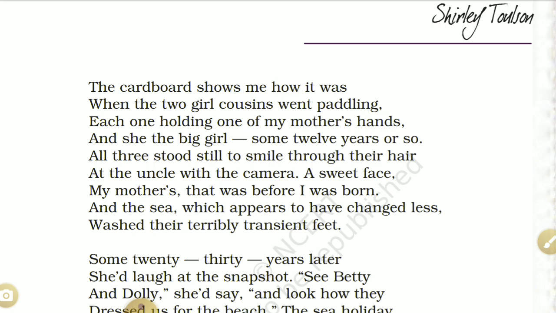So see here, the poet's mother ultimately died, and her face was changing. But see, the sea which appears to have changed less. Here the sea represents nature, but nature is not changing. So nature is permanent, but human life is temporal. Human life is brief, but nature is permanent. So this is the contrast between brief human life and permanent nature. And we all know death is the inevitable certainty of life, and the poet's mother was no exception.